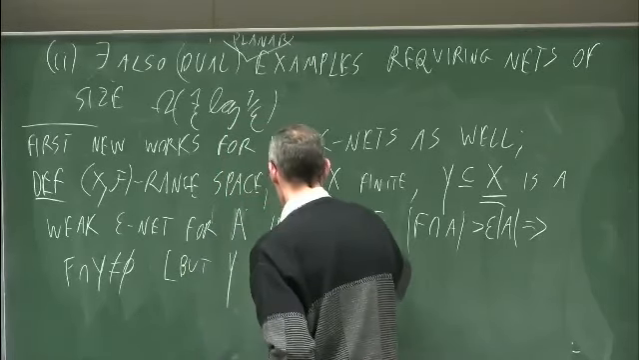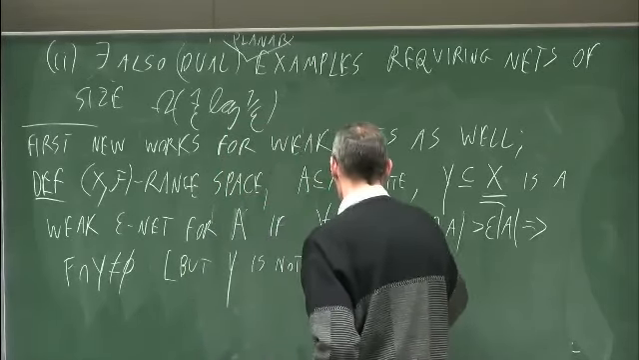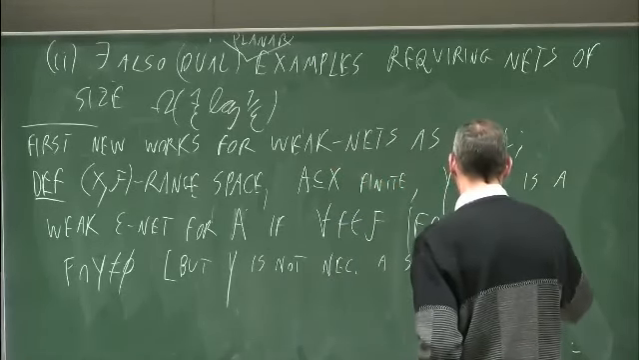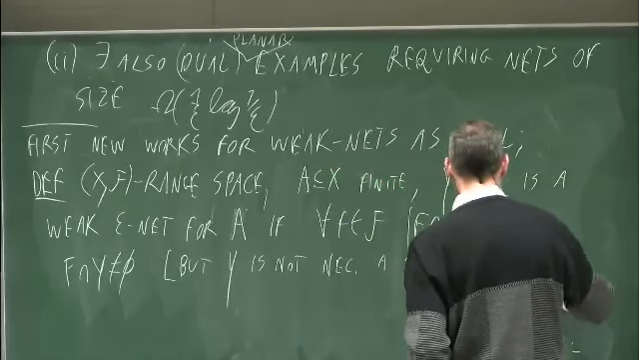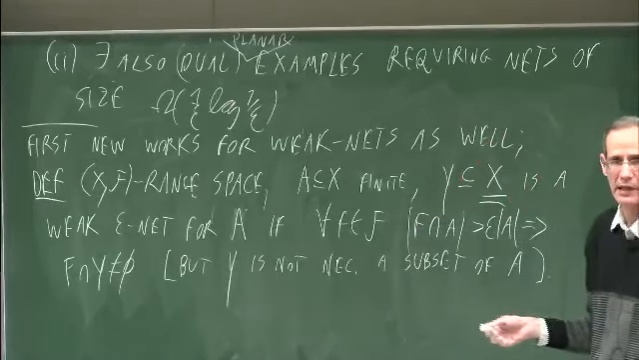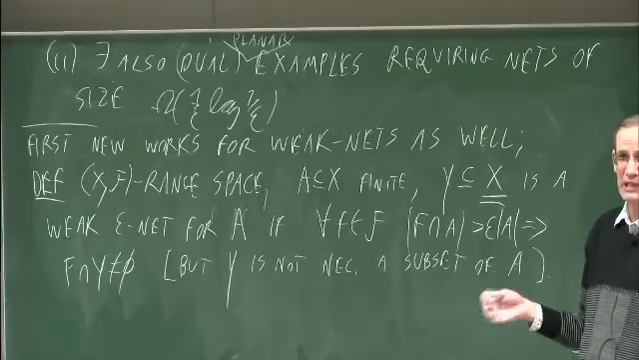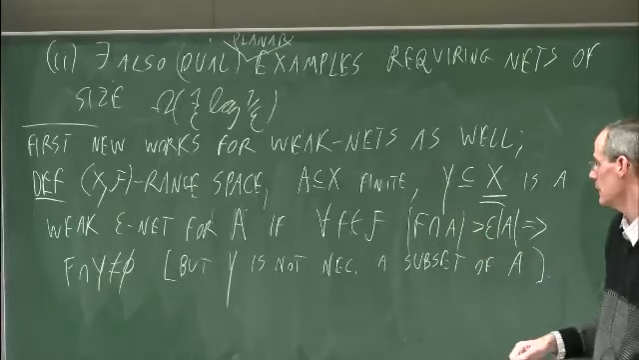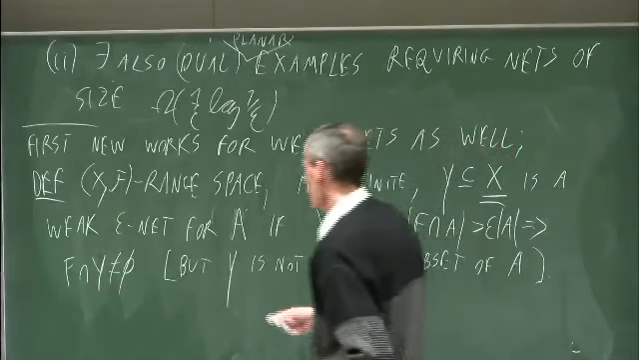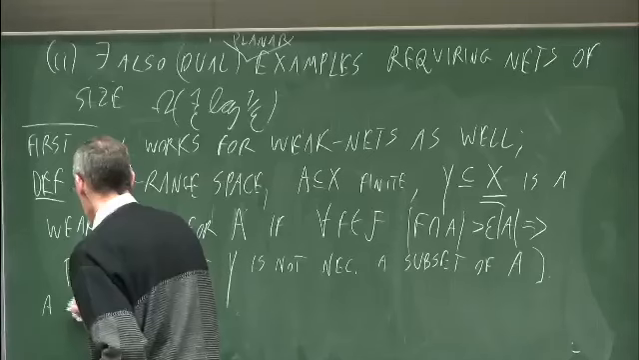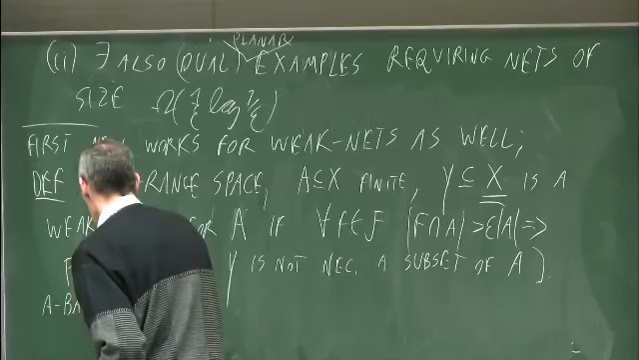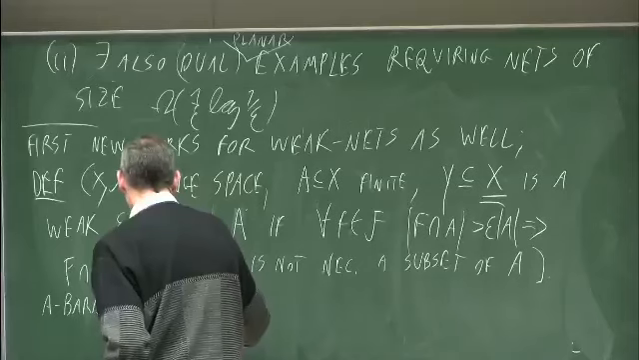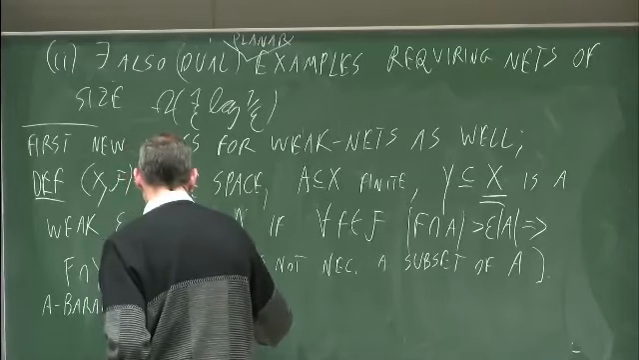Y is not necessarily a subset of A. So we are allowed to choose things from outside A, and that gives us more freedom, and indeed in some cases there are weak nets when there are no usual or strong nets. And here is an example. This is something that we proved some years ago with Bárány, Füredi and Kleitman.